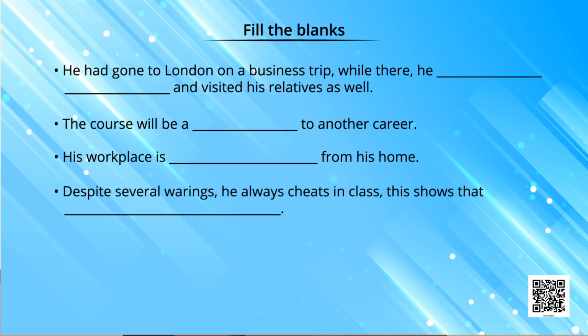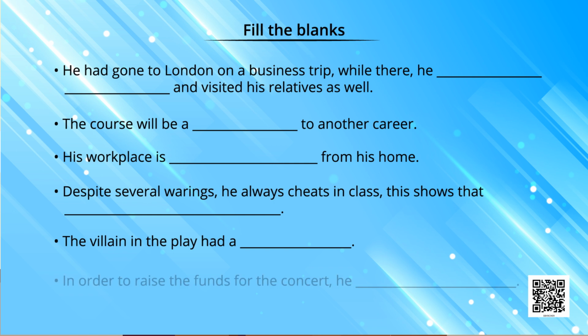Next, despite several warnings, he always cheats in class. This shows that dash, the villain in the play had a dash. Next, in order to raise the funds for the concert, he dash. Let's try to fill with the correct phrase. First one, yes. Who will try?